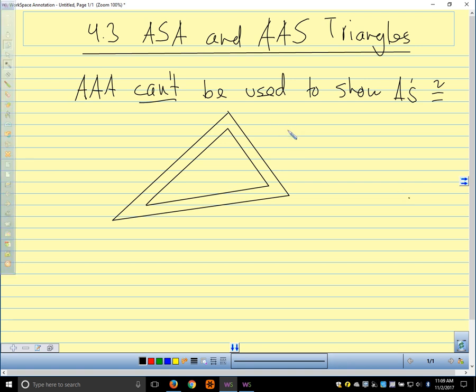They have the same angles, but they're not congruent. So, physical representation: the big triangle and the triangle in the middle both have the same angles, but they're not congruent. We can have an infinite number of triangles with the same three angles that are different sizes. So we cannot use angle, angle, angle to show that triangles are congruent. Sometimes it's very tempting, but we can't use angle, angle, angle.